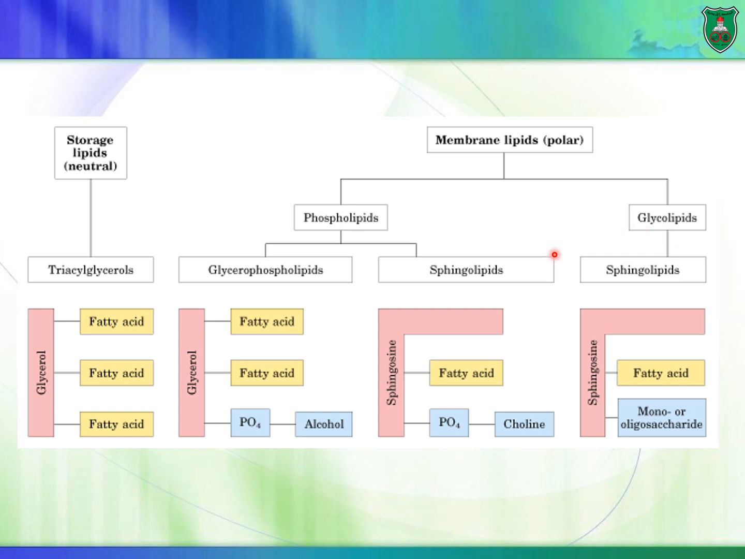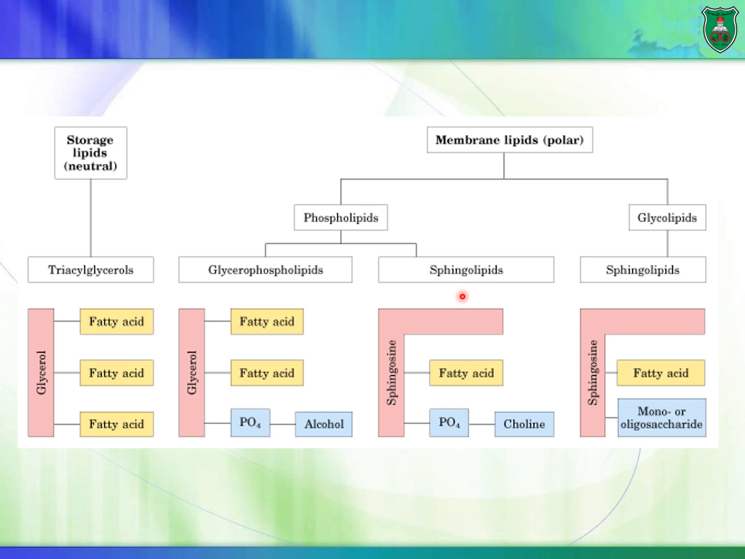So let's review this. We have storage lipids. Triacylglycerols have a backbone known as glycerol. Remember glyceraldehyde from sugars? So you have glycerol, and attached to it you have three fatty acids. Then we have phospholipids, and we have two types. We have glycerophospholipids because their backbone is glycerol. They have two fatty acids, a phosphate, that's why they're called phospholipids, and whatever group is attached to the phosphate.